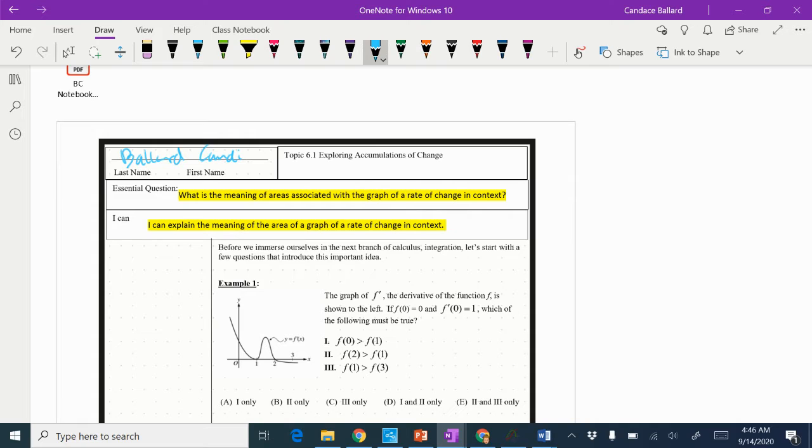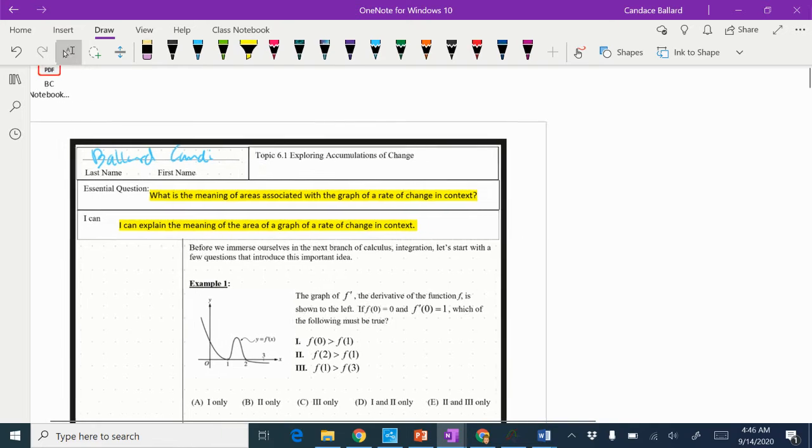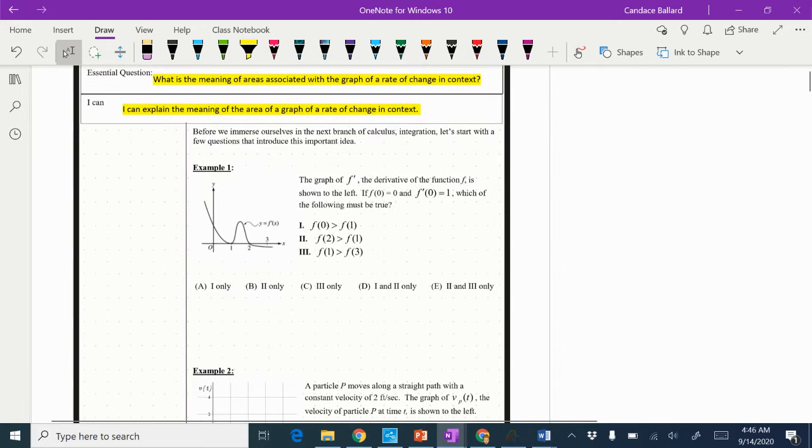So we're going to start with a few questions here that introduce an important idea, and that's the basis of today's lesson. In example one, the graph of f prime, the derivative of the function f, is shown at the left. If f of 0 equals 0 and f prime of 0 equals 1, which of the following must be true? So we have to figure out which ones are actually true.